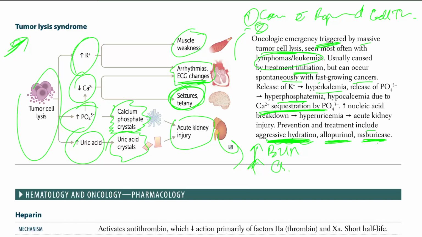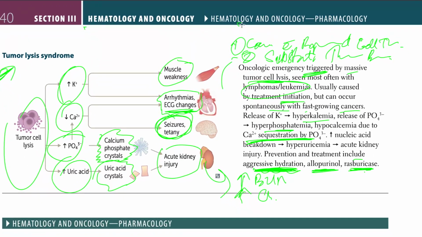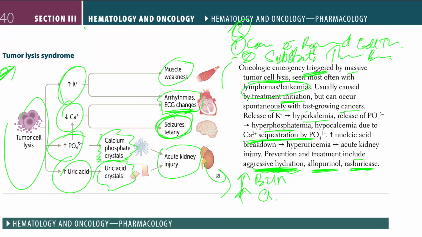Second is the substantial tumor burden. Substantial tumor burden is a lot. And the third thing is, let me just write third up top. You have high sensitivity to that chemotherapy. You're highly sensitive to that, so as soon as you initiate that process, you're destroying all the cells leading to tumor cell lysis.